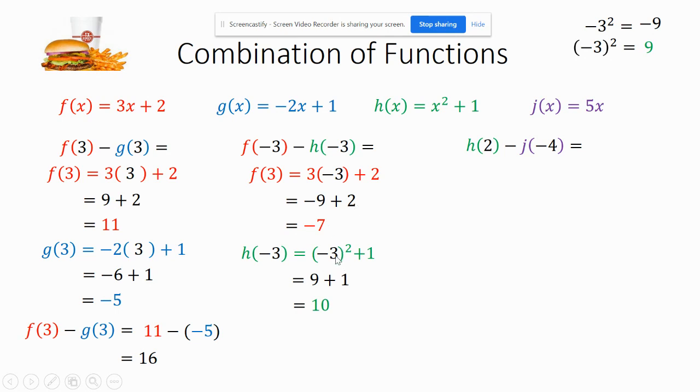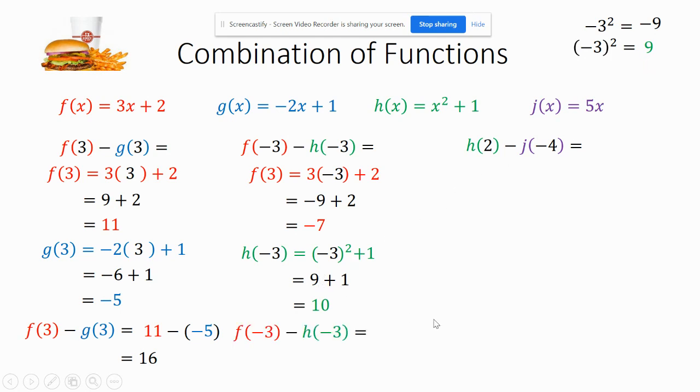On this one here, I plugged it into the h of x, because it's the h one, so I had the x squared, and notice negative 3 squared. If you don't remember, up here I have a sample: 3 squared, negative 3 squared is negative 9, because order of operations would say do exponents first, then make it negative. This one says do parentheses first, so that's negative 3 times negative 3, which makes positive 9. That's why it's positive 9 plus 1 here, which is 10.